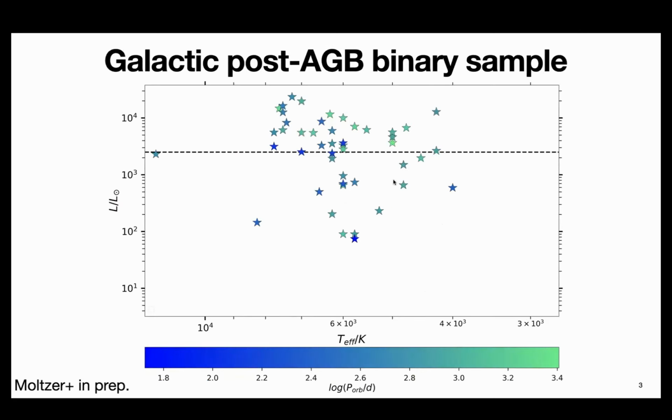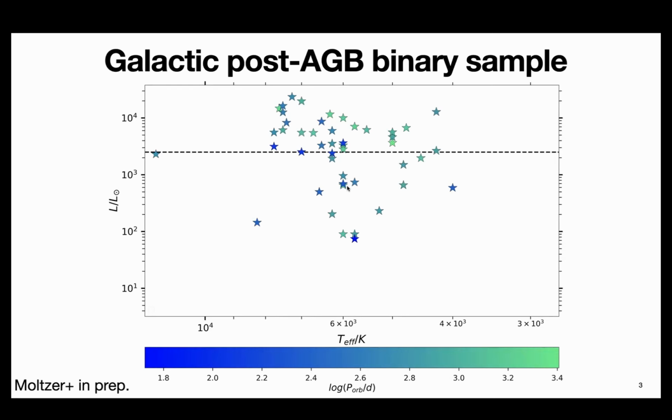What I'm showing here is our Galactic post-AGB binary sample plotted in the HR diagram. The dashed line here denotes the RGB-tip luminosity. It is thought that the objects above this line are post-AGBs, and the objects below this line are post-RGBs. That is the case because an AGB star would have been too luminous to create such objects, and thus they must have come from the RGB, and thus they're called post-RGB stars. What you can also see is the color bar, which shows the orbital periods of these objects.